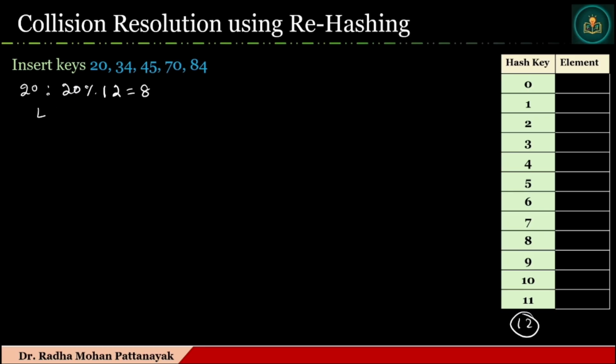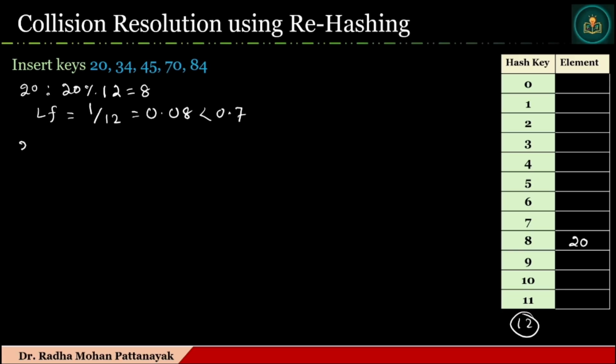Then find the load factor. Load factor equals 1 divided by 12, right? Why 1 divided by 12? Because after insertion of 20, one element will be inside the hash table, and the size of the hash table is 12. That's why 1 divided by 12 equals 0.08, which is less than 0.7. So there is no problem. We will insert 20 into the 8th address.